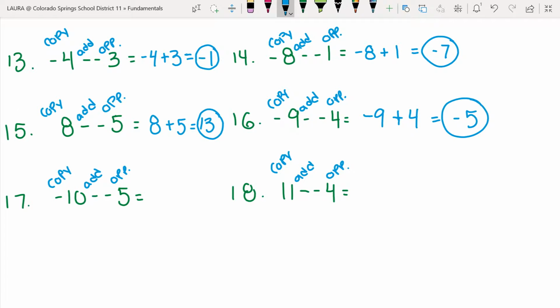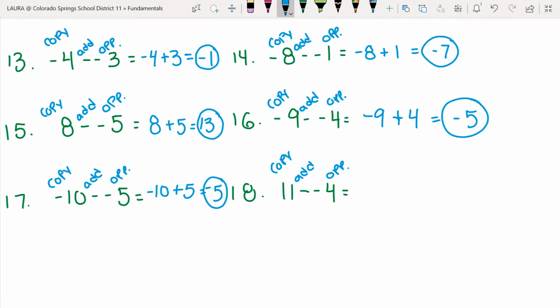Number 17, -10 minus -5. If you rewrite this, you should get -10 plus the opposite of -5, which is +5. I'm adding their opposites, so I have one negative, one positive, so you subtract. 10 minus 5 is 5. Which number is bigger? 10 is bigger, and it's negative. So you should have gotten -5 on number 17.